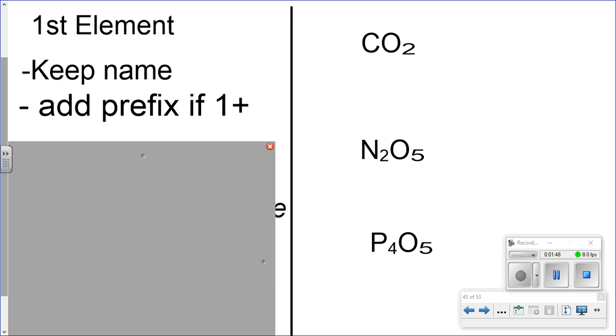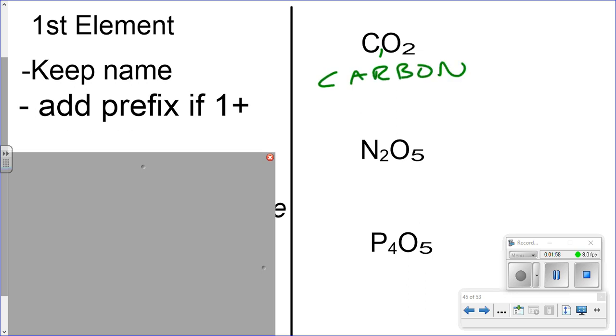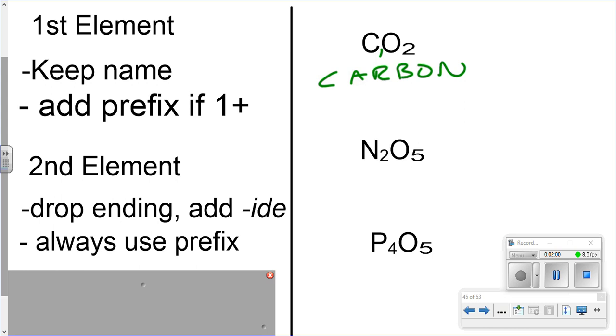So notice we have CO2, okay? We call this carbon dioxide. Is that true? Did we name it correctly? Yeah, there's only one carbon, so keep the name the same. This is carbon. Now, for the second one, you're going to add "ide" to the ending, and you'll always use a prefix, okay? So this is not carbon oxygen, it's carbon oxide, but specifically it's carbon dioxide. So you're just naming what you see, carbon dioxide, okay?